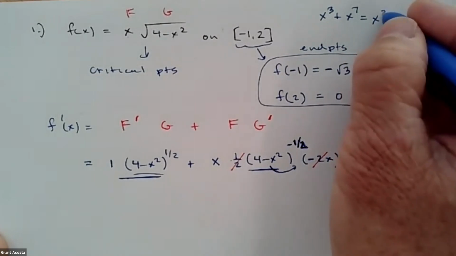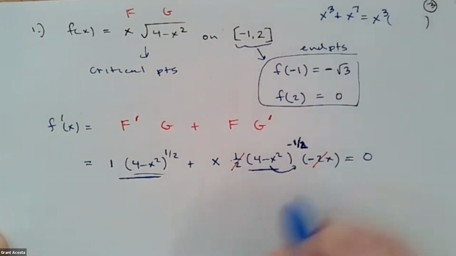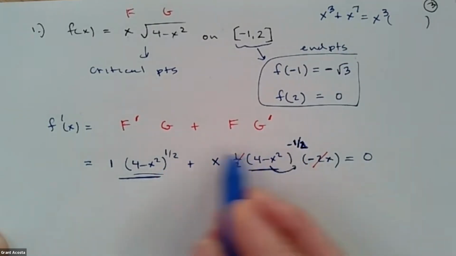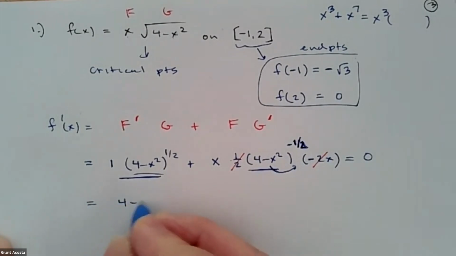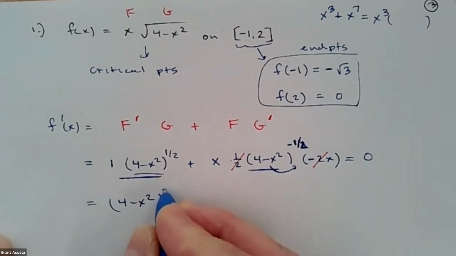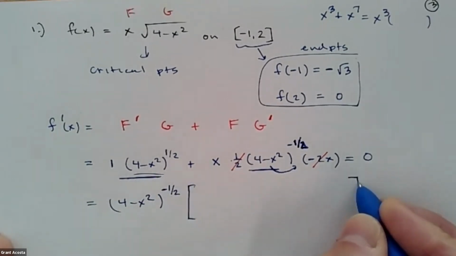X cubed. Why? Because it's the smaller of the two powers, huh? So what's my smallest power here? So I'm going to factor out 4 minus x squared to the -1/2. I'm going to put brackets here just to really emphasize that I'm factoring this out.